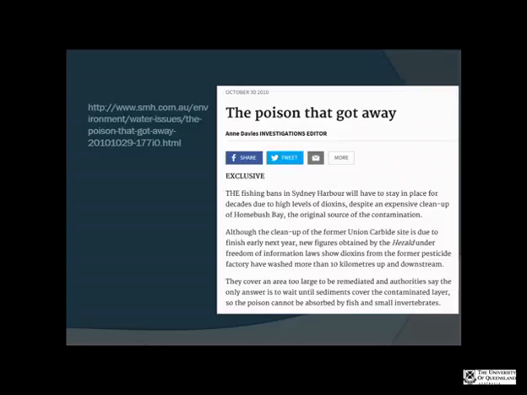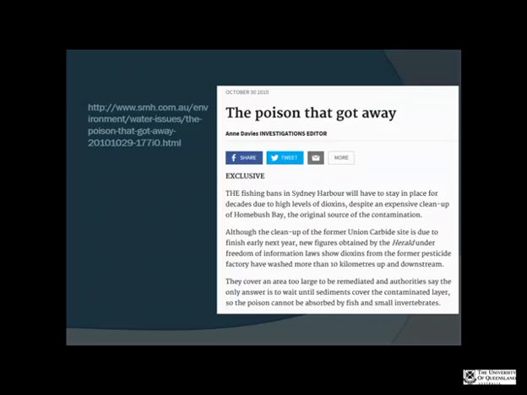So it said in the article, this is it in the electronic form, that the fishing bans would stay in place for decades to come. This was in 2010. And this was despite the fact that there had already been one remediation of Homebush Bay at the time.